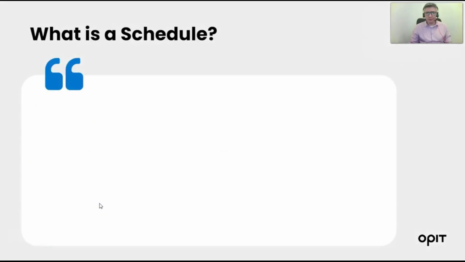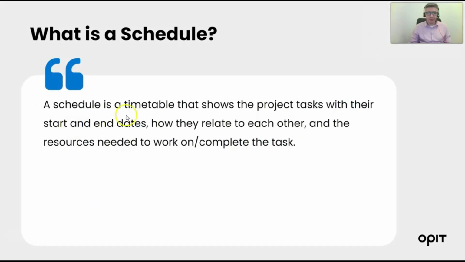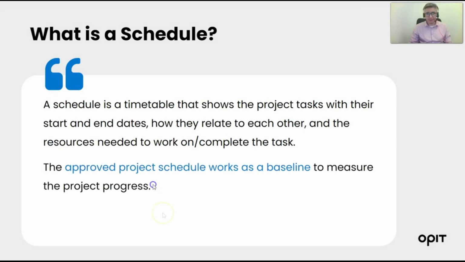What do you believe a schedule is? A schedule is a timetable that shows the project tasks with their start and end dates, how they relate to each other, and the resources needed to work on or complete a task. So the approved project schedule works as a baseline for us in the project to measure the project progress, meaning that it will be a photograph or a screenshot that will be taken at a given time and will be used to compare the project progress later on.